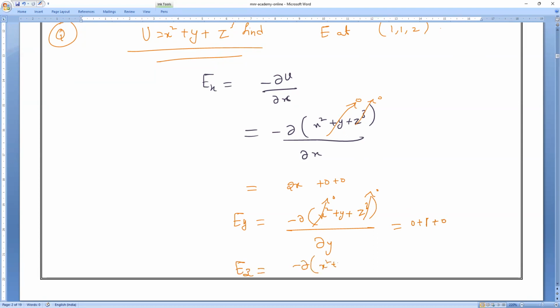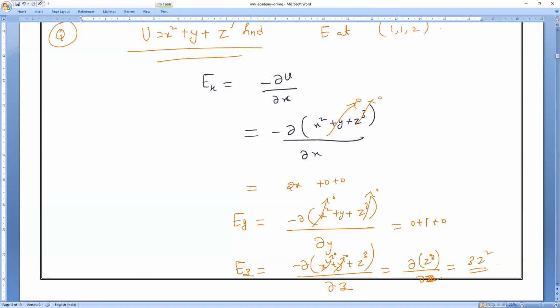Differentiation of x square plus y plus z cube divided by dz. So what is the answer? 3z square. That is what. So only one girl knows, that's what I can feel. So differentiation of z cube with respect to z is equal to 3z square.